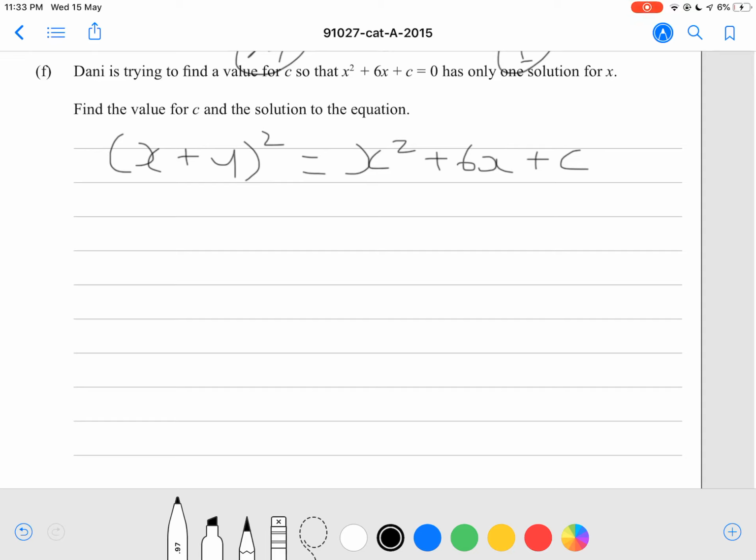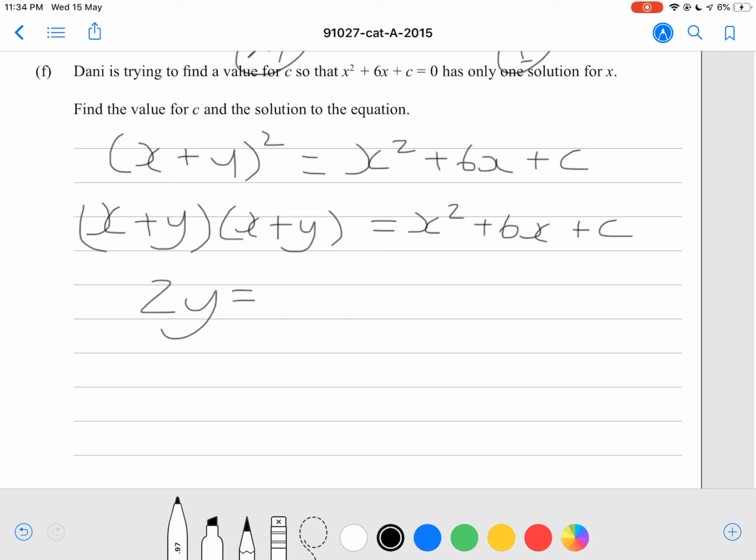Okay, so this is basically (x plus y)(x plus y), and that equals x squared plus 6x plus c. So therefore you can see that the y is here. So y times x is xy, and then y times x is xy. So basically 2y is equal to 6. And this is because the x is already here, so 2y equals 6, y equals 3.